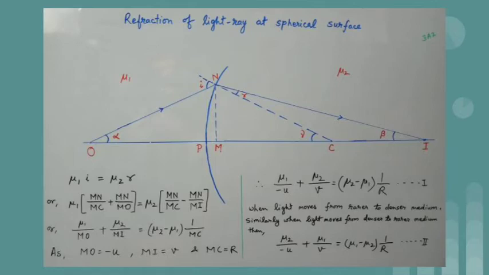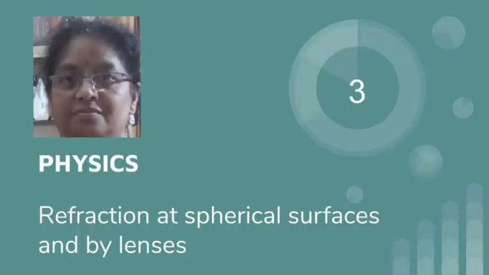A similar relation is obtained in the same manner when light moves from denser to rarer medium, and that relation is mu2 by minus u plus mu1 by v is equal to (mu1 minus mu2) times 1 by r. These two relations, which are true for both real and virtual images, are used to formulate the lens maker's formula, which is helpful in designing the lenses of desired focal lengths. Before deriving that formula, let us first know about the lens.